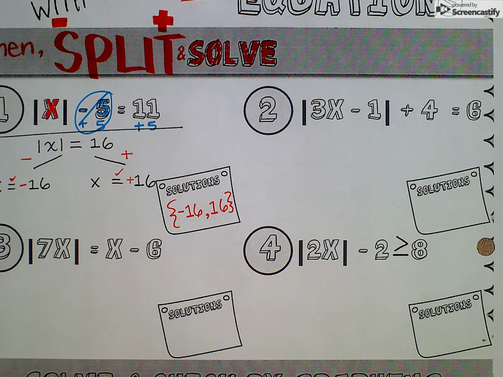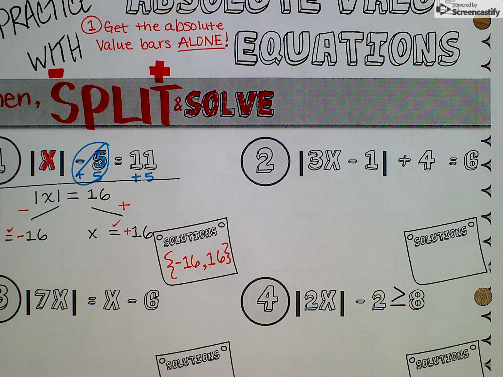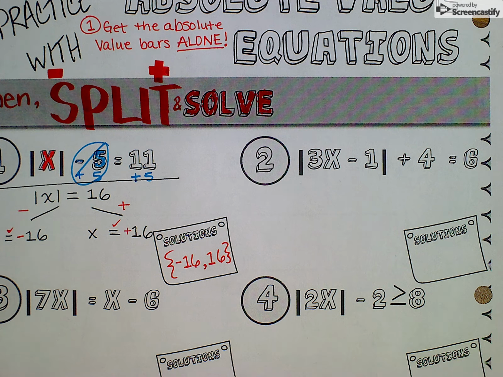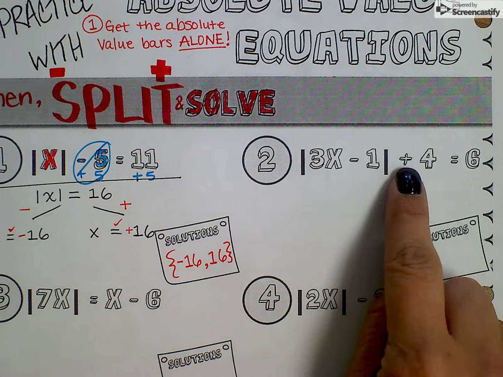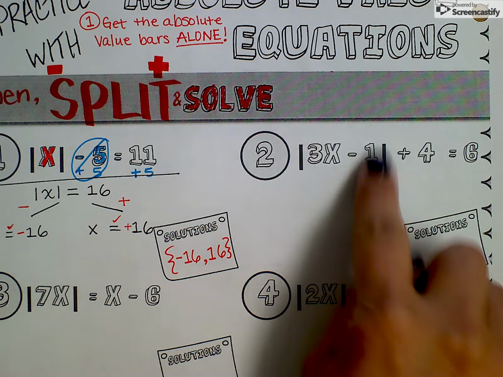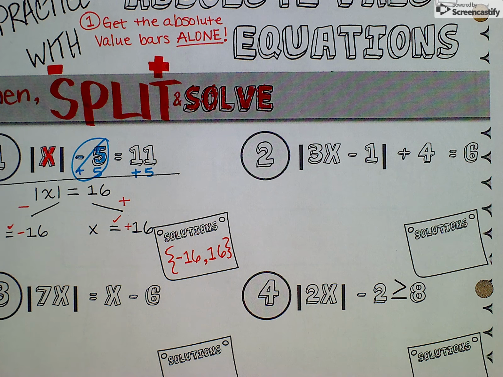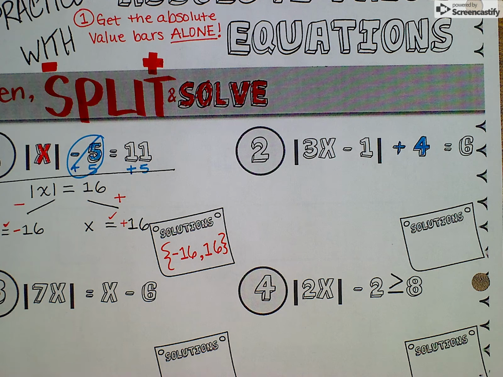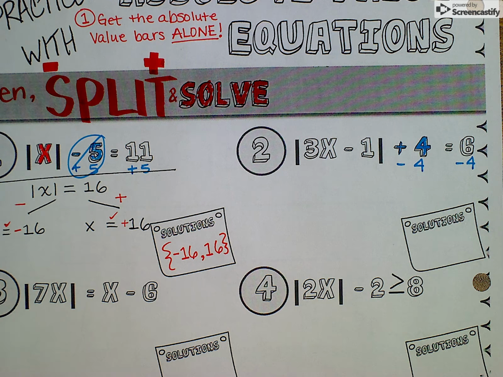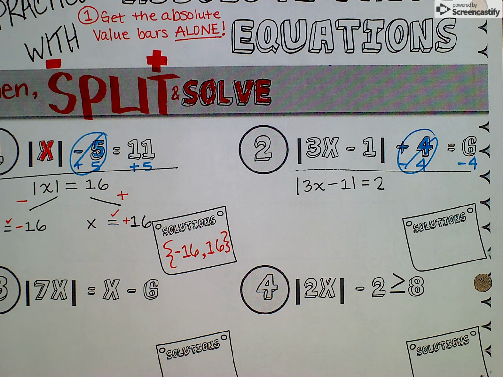Now on to example 2. Again, we're going to get our absolute value bars alone first. Similarly to last time, I do have something outside my absolute value bars. So remember, I'm thinking of this as my actual kind of like variable. So let's remove our constant of positive 4 by subtracting it from both sides, eliminating it on the left, and leaving us with the absolute value of 3x minus 1 is equal to 2.